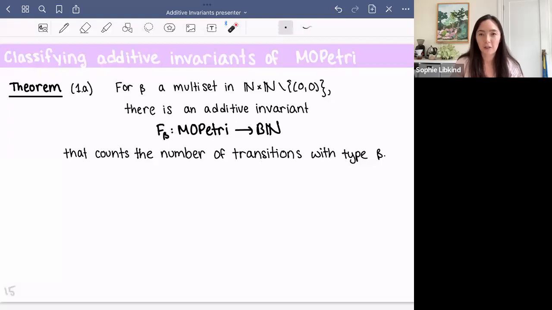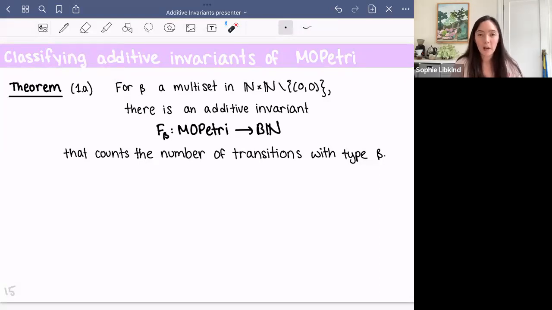And it follows the same structure. First, we're going to introduce a bunch of additive invariants, and then we're going to show that any additive invariant is in fact a linear combination of these. So if beta is a multiset of pairs of natural numbers, again excluding (0,0), there is an additive invariant, which we'll call F sub beta, that counts the number of transitions with type beta. So this is an example. You could, for instance, have an additive invariant that counts the number of transitions that have a catalyst that turns one species into another species. That is a type of thing that would be an additive invariant of MOPE nets.